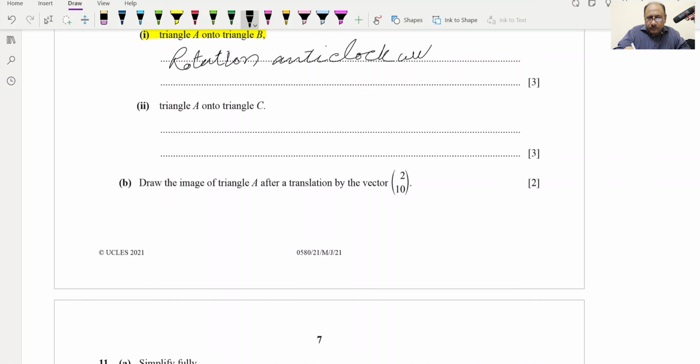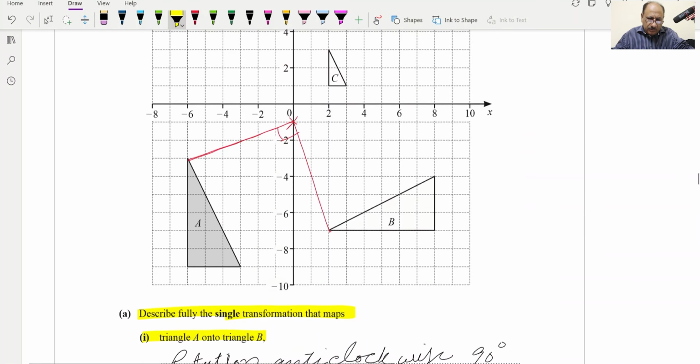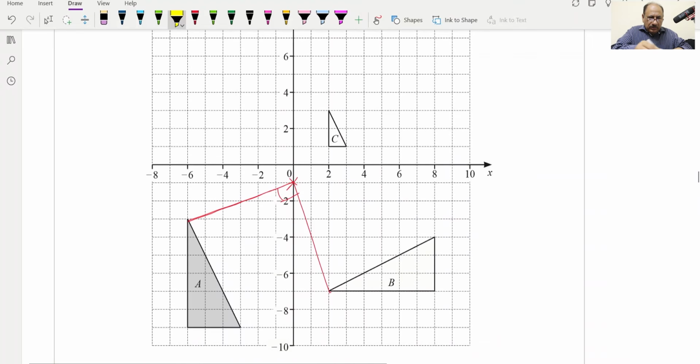Rotation anti-clockwise 90 degrees about 0 and -1. These three things you will have to mention: rotation 90 degrees, and anti-clockwise, and about the center 0 and -1. These things you will have to mention. Then triangle A onto C. Triangle A onto C.